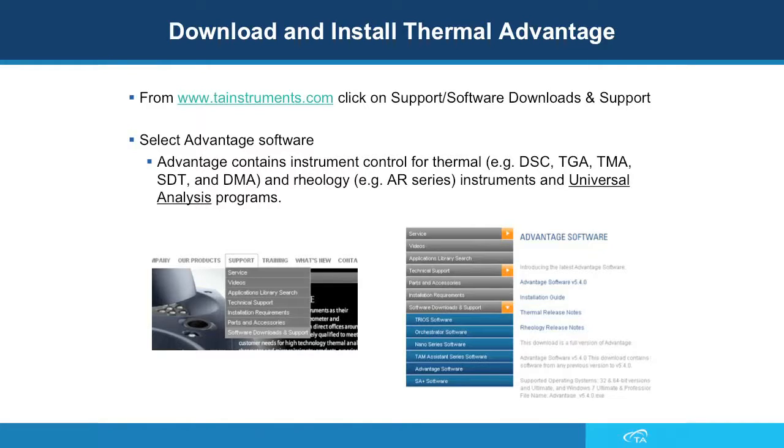Before we go ahead and start the course, I want to make sure that you have the most current version of software downloaded on your computer and also to operate the instrument. All you have to do is go to our website www.tainstruments.com and click under the Support tab, and you will find Software Downloads and Support. Select the Advantage Software option and download and install Advantage software.